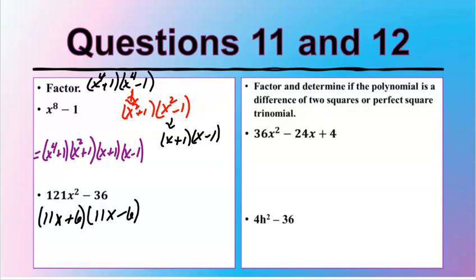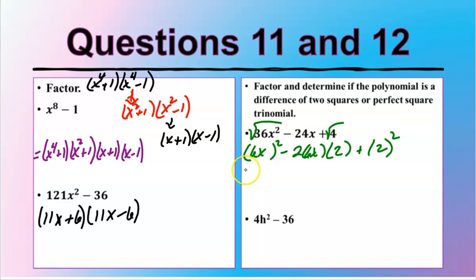Question 12, factor and determine if the polynomial is a difference of two squares or a perfect square trinomial. This is a perfect square trinomial. I have three terms here, so I know it can fit this formula, a squared minus 2ab plus b squared. So I find the square root of 36x squared, which is 6x. Find the square root of 4, and that's 2. The middle term, negative 2 times 6x times 2, is negative 24x. So this is a perfect square trinomial.